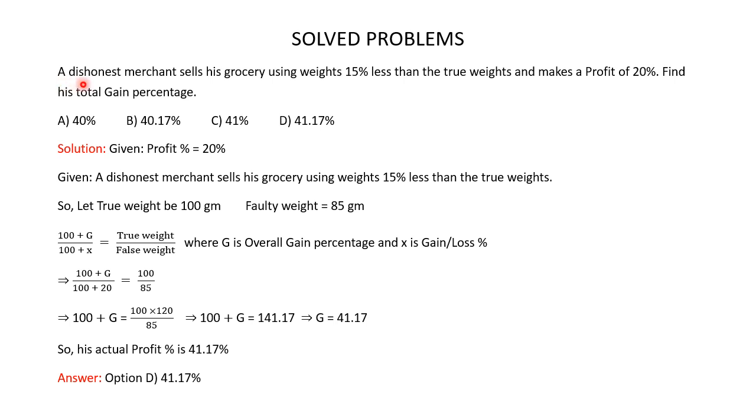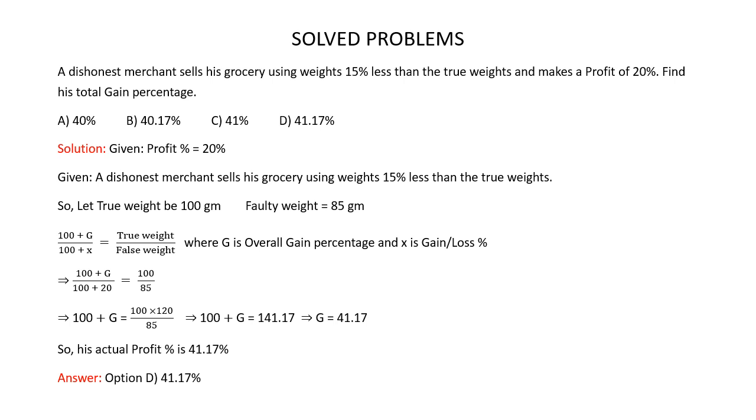A dishonest merchant sells his grocery using weights 15% less than the true weights and makes a profit of 20%. Find his total gain percentage. Here you are given 4 options and you have to find out which of these options is the correct one. So here we are asked to find the total gain percentage.